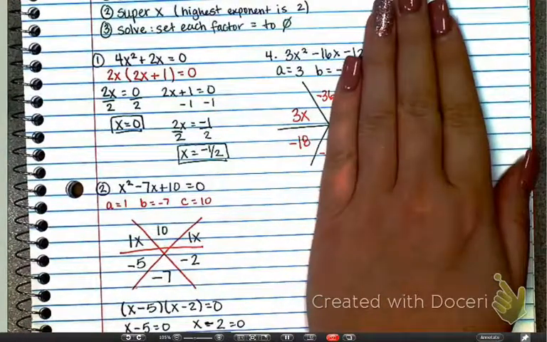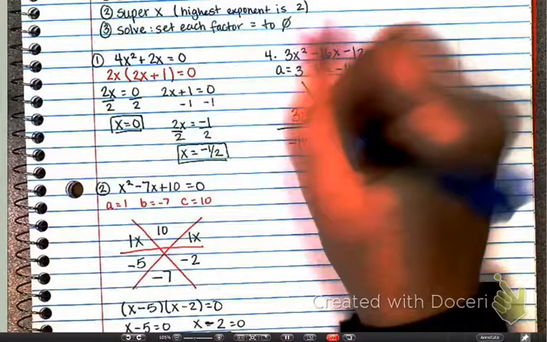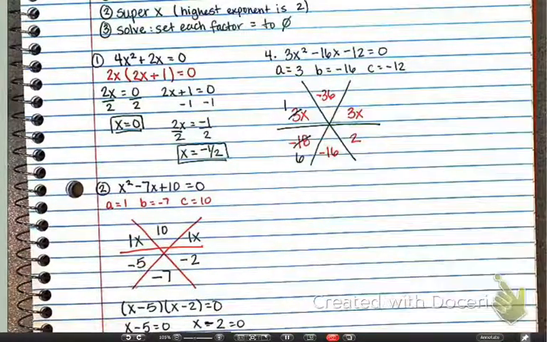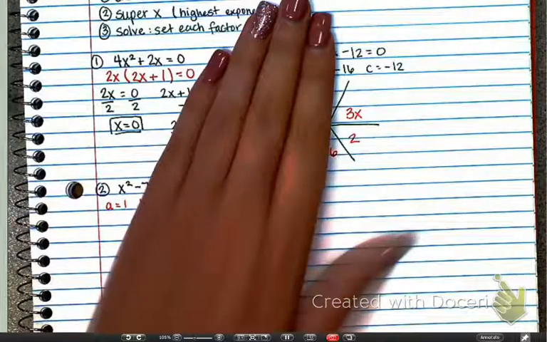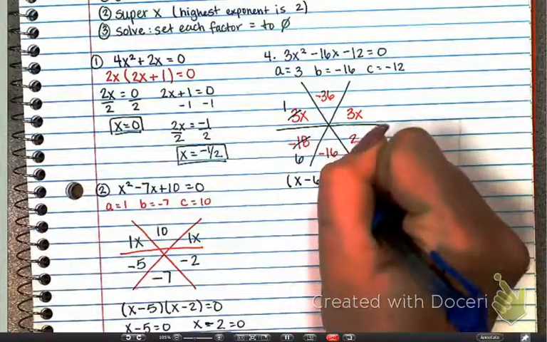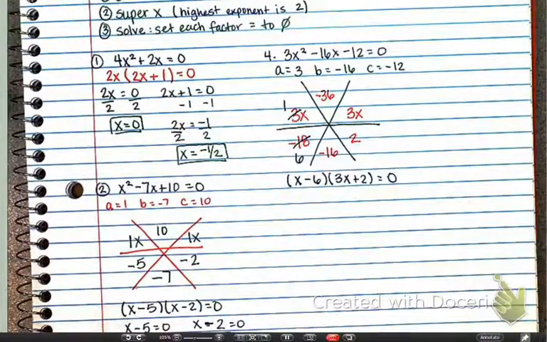Does 3 and negative 18 reduce? By 3. So 3 goes into itself once, 3 goes into 18 6 times. Does 3 and 2 reduce? No. So you're left with x minus 6 and 3x plus 2, and that equals 0.